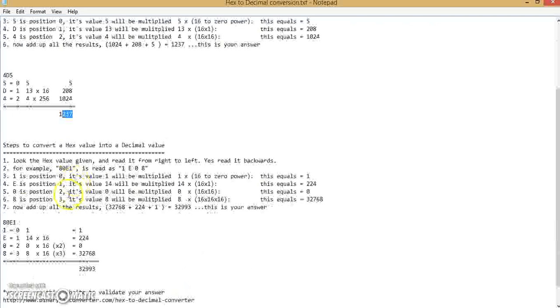Let's try this again with another example. Okay. Let's say we have a given hex value of 80E1. Again, we're going to read this backwards from right to left. And yes, it's reading it backwards. So, in our first position, we've got 1, which is in position 0. It's got a value of 1. We have E, which is in position 1.